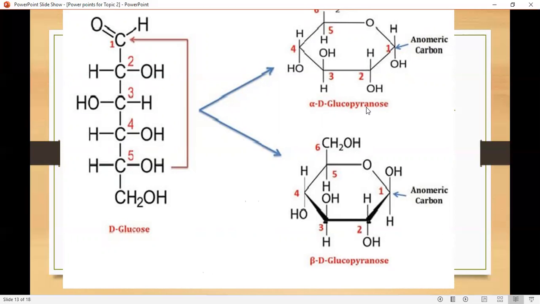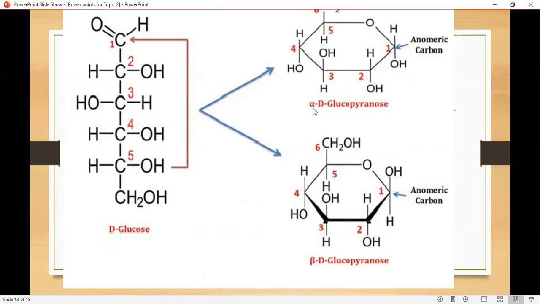Let's start from the pyranose. Pyranose is from the word pyran, a 6-sided figure. The pyran, and then the -ose means that it is a sugar. So a 6-sided sugar, which in this case is glucose, glucopyranose. D because we're dealing with D-glucose. Remember, D-glucose has its OH group on the right side.